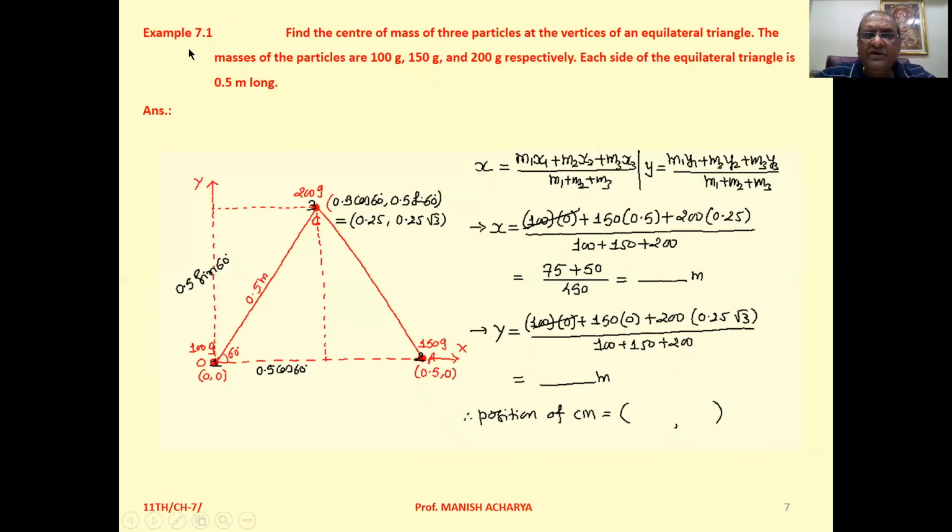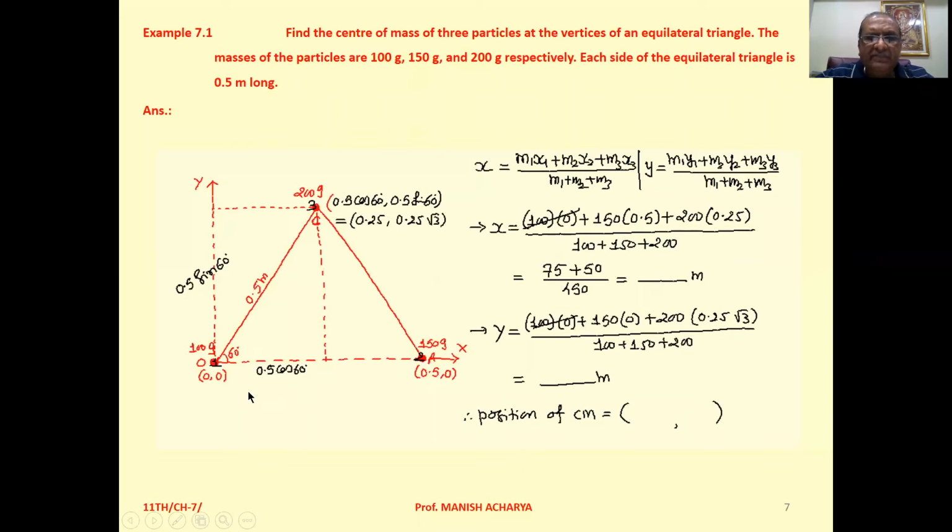Example 7.1. Find the center of mass of three particles at the vertices of an equilateral triangle. The masses of the particles are 100 gram, 150 gram and 200 gram respectively. Each side of the equilateral triangle is 0.5 meter long.